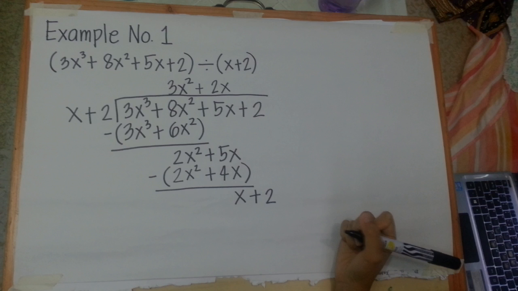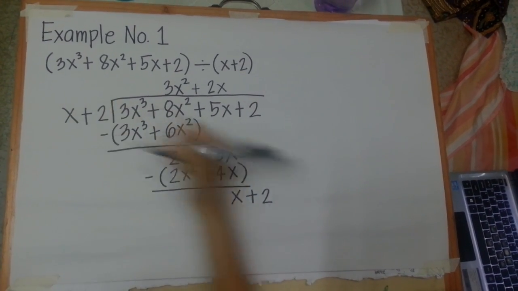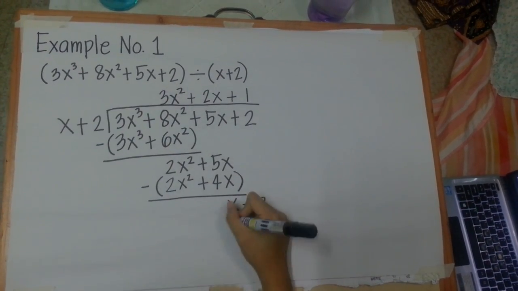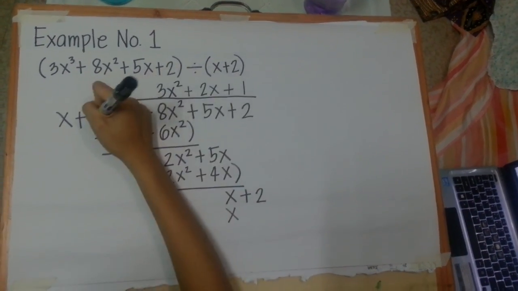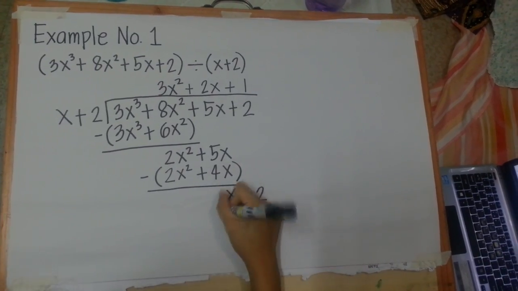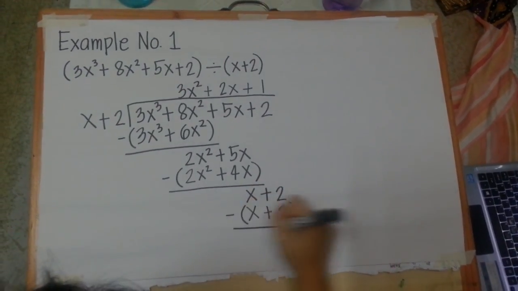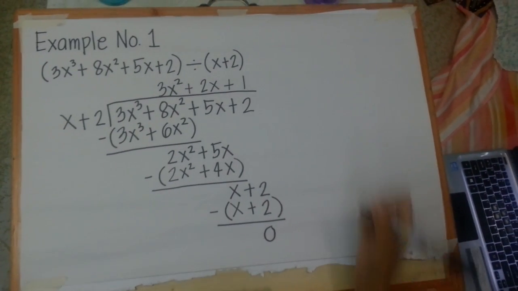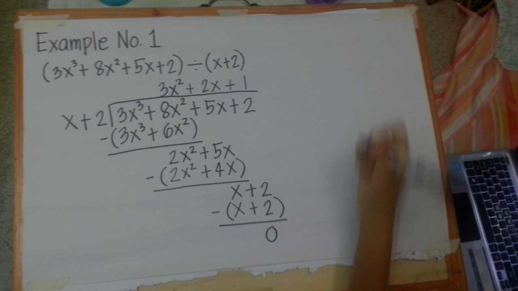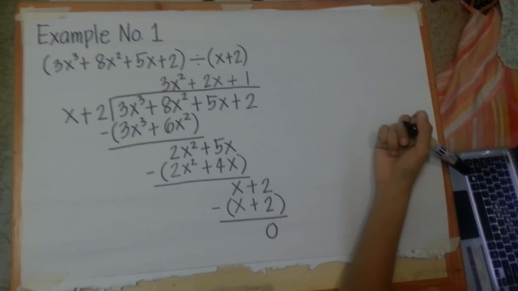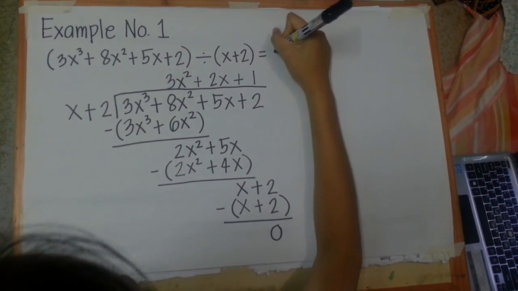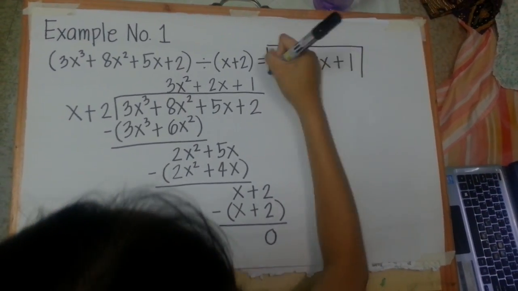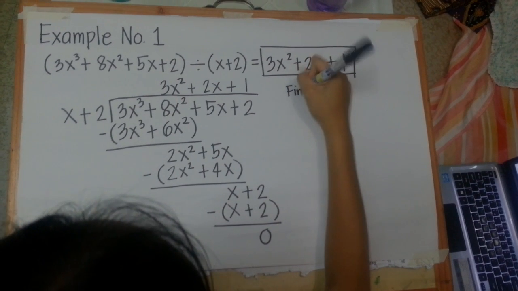Now, repeat again the 3 steps. What would you multiply with x in order to get x? That would be 1. 1 times x is equivalent to x. 1 times 2 is equivalent to 2. Now, we add parentheses in order to avoid confusion. x minus x is equivalent to 0. 2 minus 2 is equivalent to 0. And so, we have an answer. Our final answer is 3x squared plus 2x plus 1.